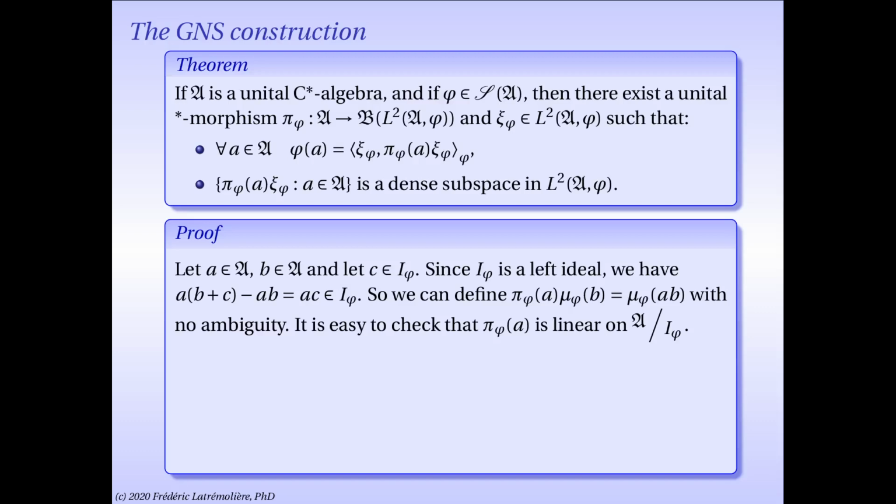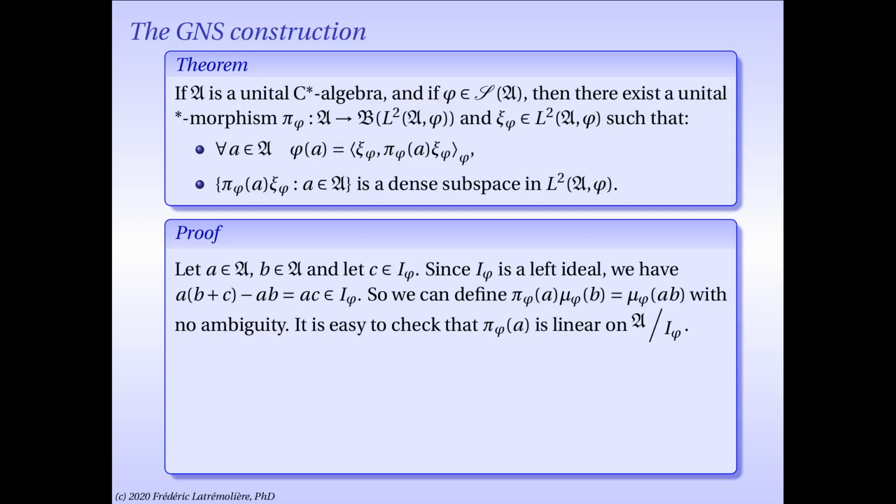In other words, I can act on the vector mu sub phi of B by A by defining the following: pi sub phi of A times the vector mu sub phi of B equals mu sub phi of A times B. This is well defined, as I've just checked, because if I replace B by anything else that gives me the same vector, that is B plus C for C in I sub phi, I would get the same answer. So it's easy to check, first of all, that pi sub phi of A is a linear map on this quotient of the C-star algebra by I sub phi. That simply follows from the fact that mu sub phi is linear itself as a quotient map from a vector space to the quotient of a vector space by a subspace.